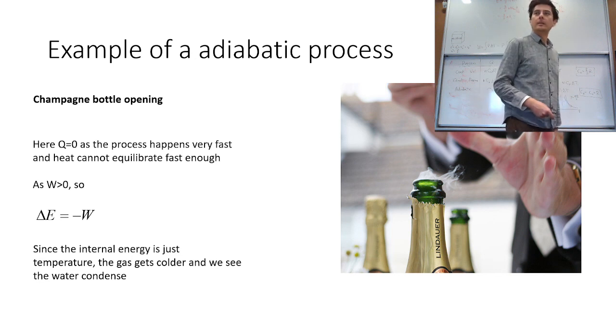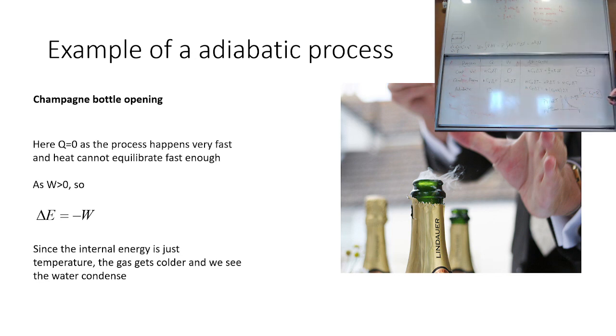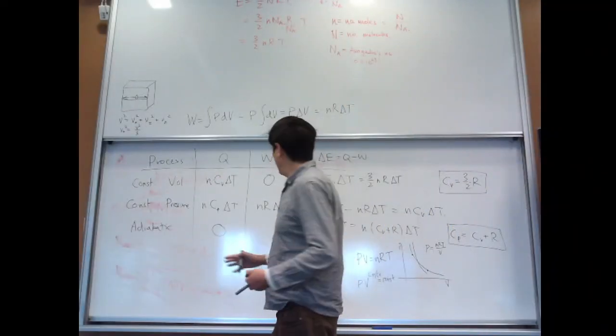Yeah? What is, so the delta E for this table, for any adiabatic process? Right. It's still negative W. Yes. Yeah. So I didn't. Yeah. So maybe we can continue with the table next time.